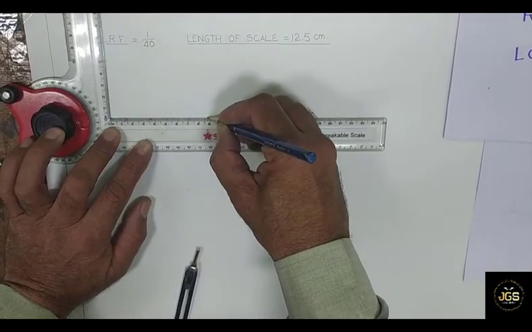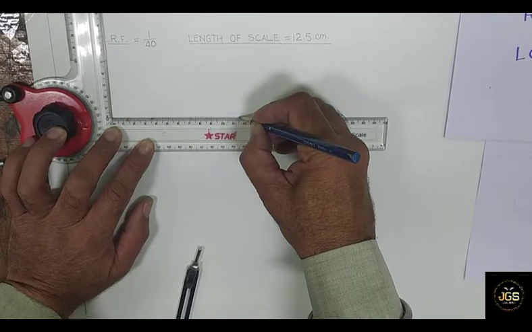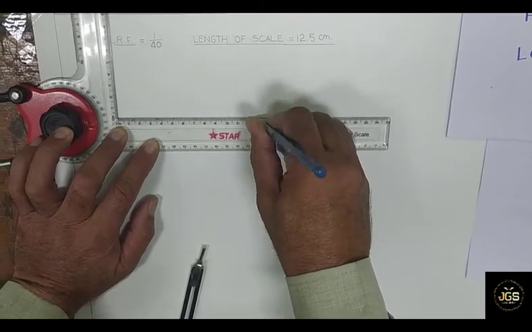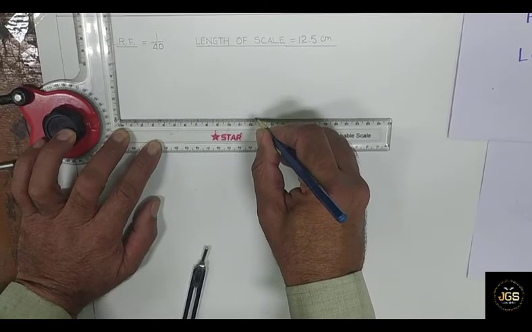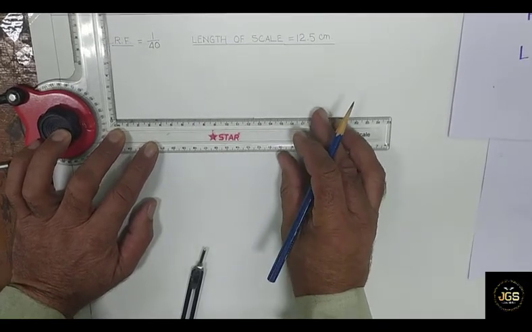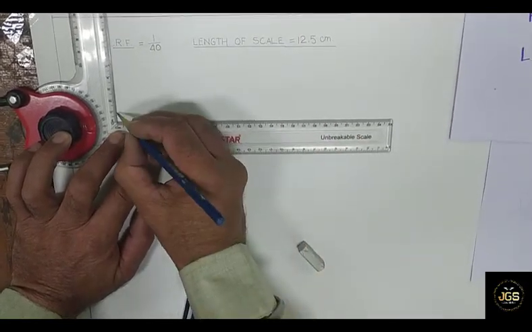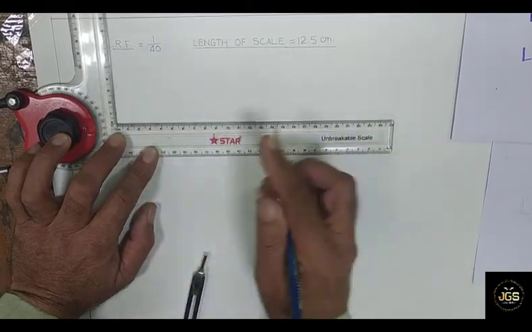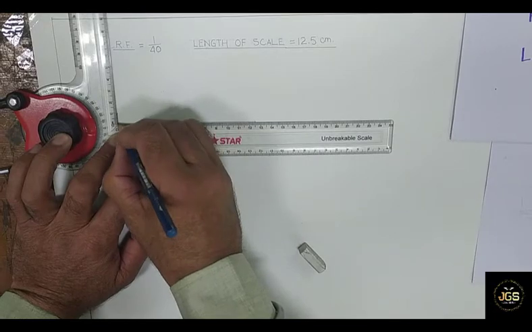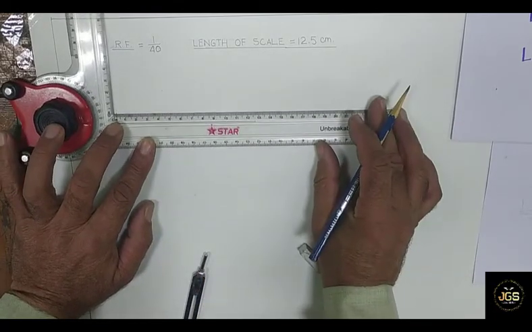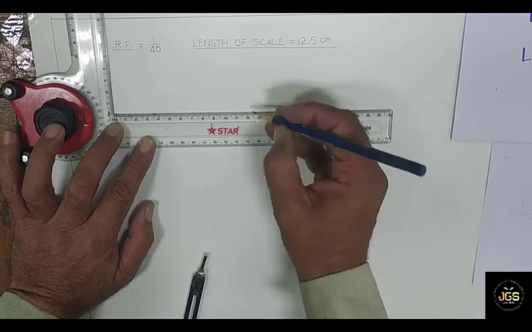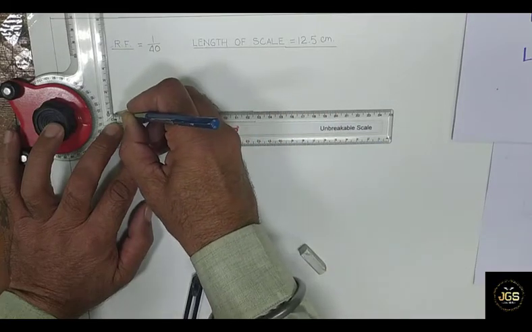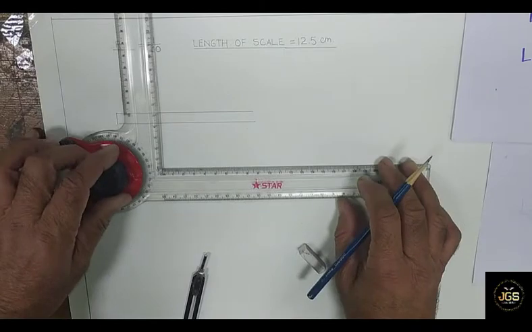So now we are going to construct a scale from the given data. So I have taken this length as 12.5 centimeters. So you draw one more line at a distance of 1 centimeter. Okay. So again you draw your line that is 12.5 centimeter long parallel to this. So this is the way how we are going to construct a scale.